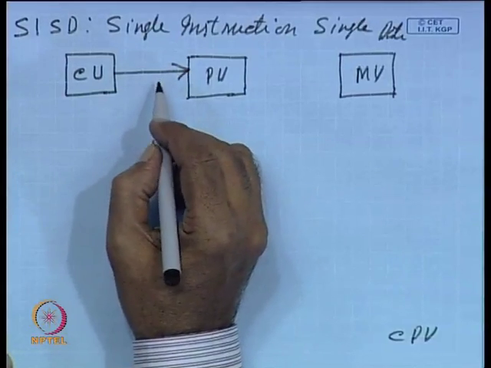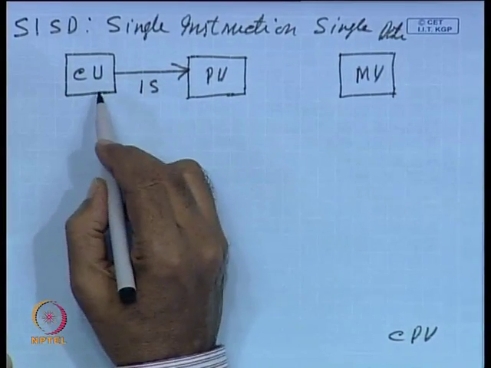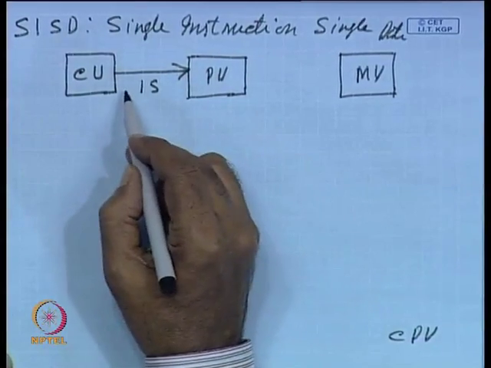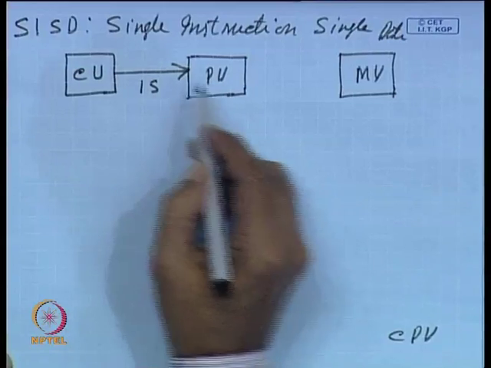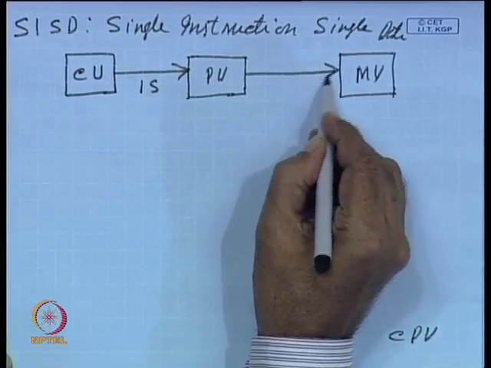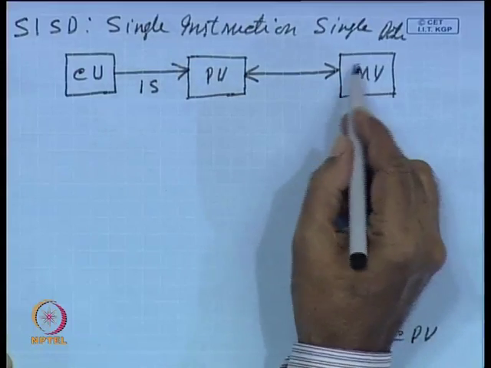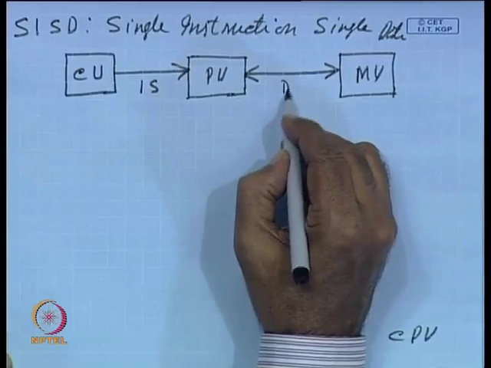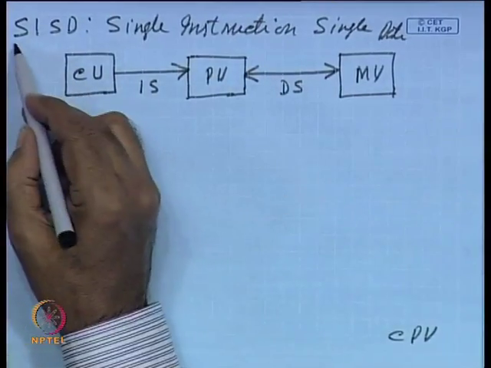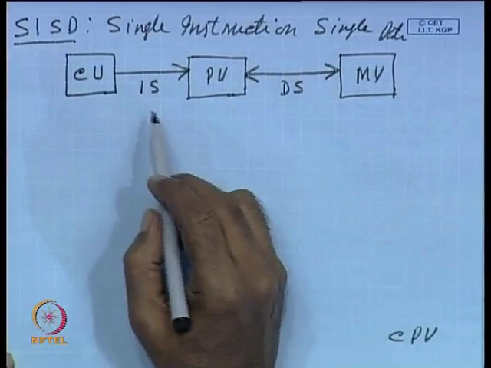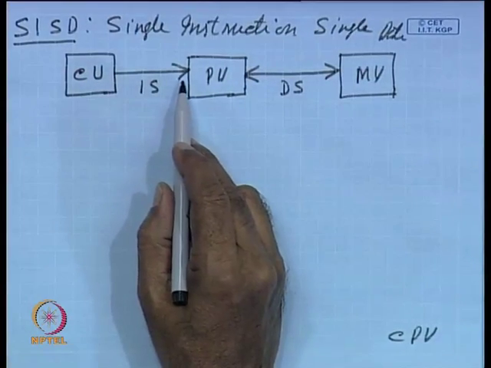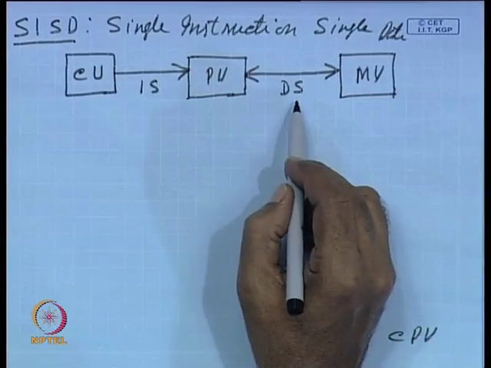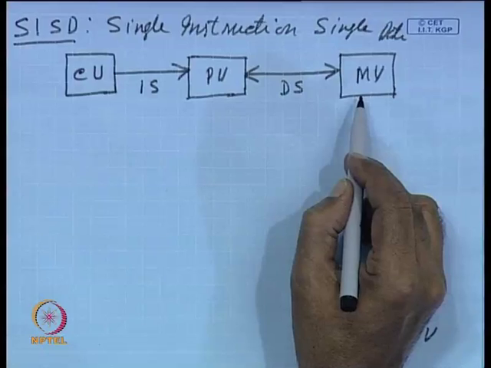you have a single instruction coming from the control unit to the processor. That means a single instruction is provided to the processing unit. So you have a single instruction stream, and also a single data stream between the processing unit and memory unit. Here you have the instruction stream and here the data stream. This is typically the SISD architecture, where a single stream of instructions flows from the control unit to the processing unit, and a single stream of data flows between processing unit and memory unit.